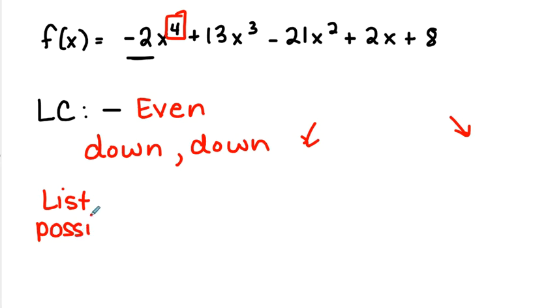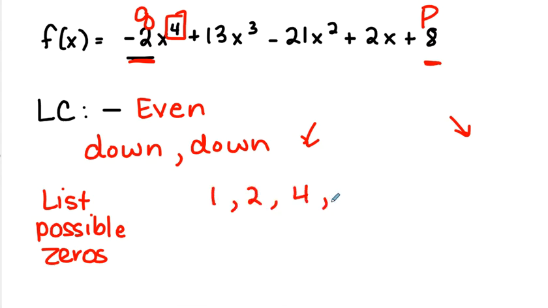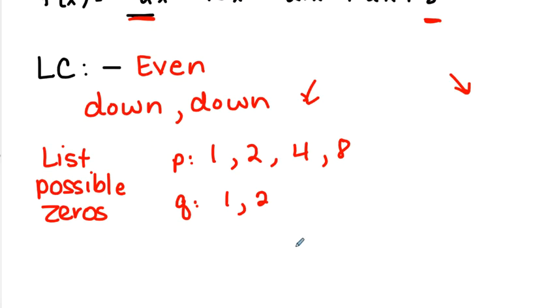All right, so your teacher might have talked about using the coefficient of the first term and the last term. We call the last term P, the first term Q. So first we want to list out all the factors of P. So that would be 1, 2, 4, and 8. Okay? And then we want to list all the factors of Q, which would be 1 and 2. All right, then we put each P over its Q, and we do a plus minus version.